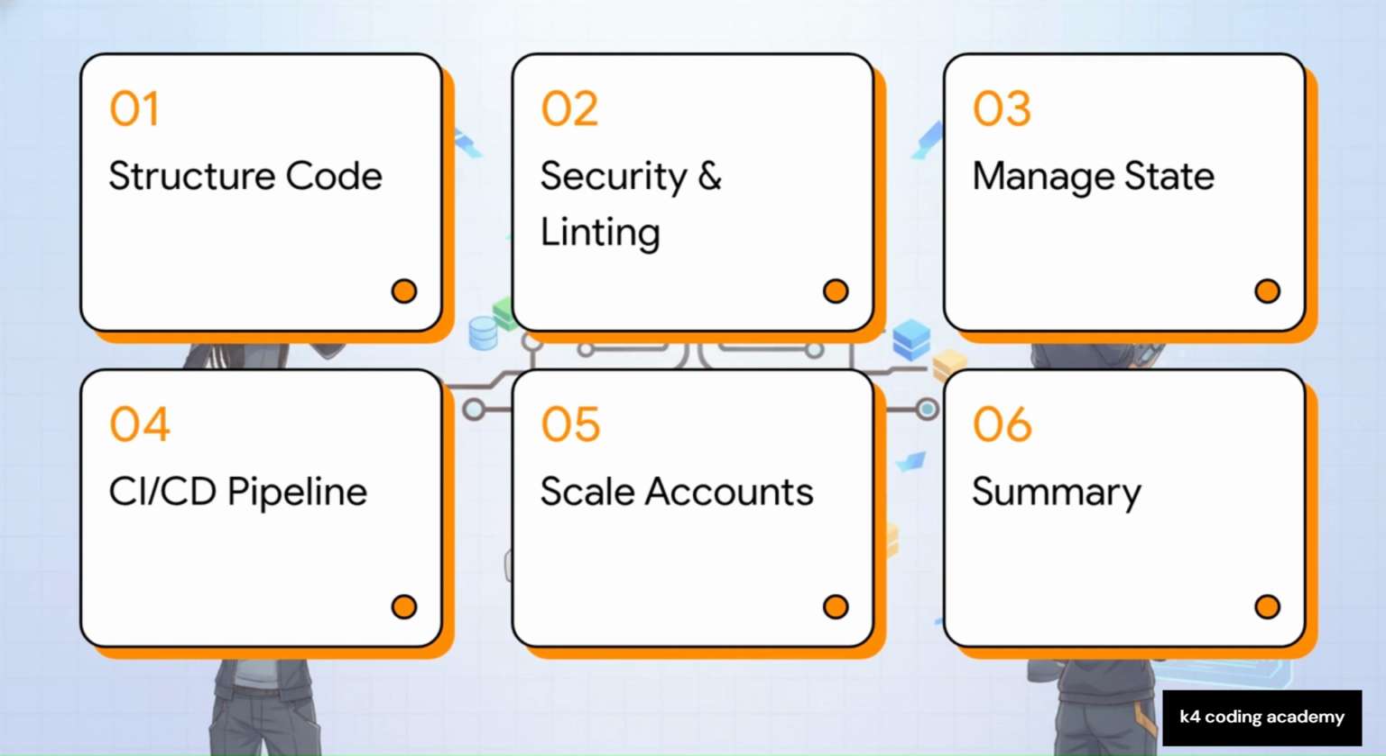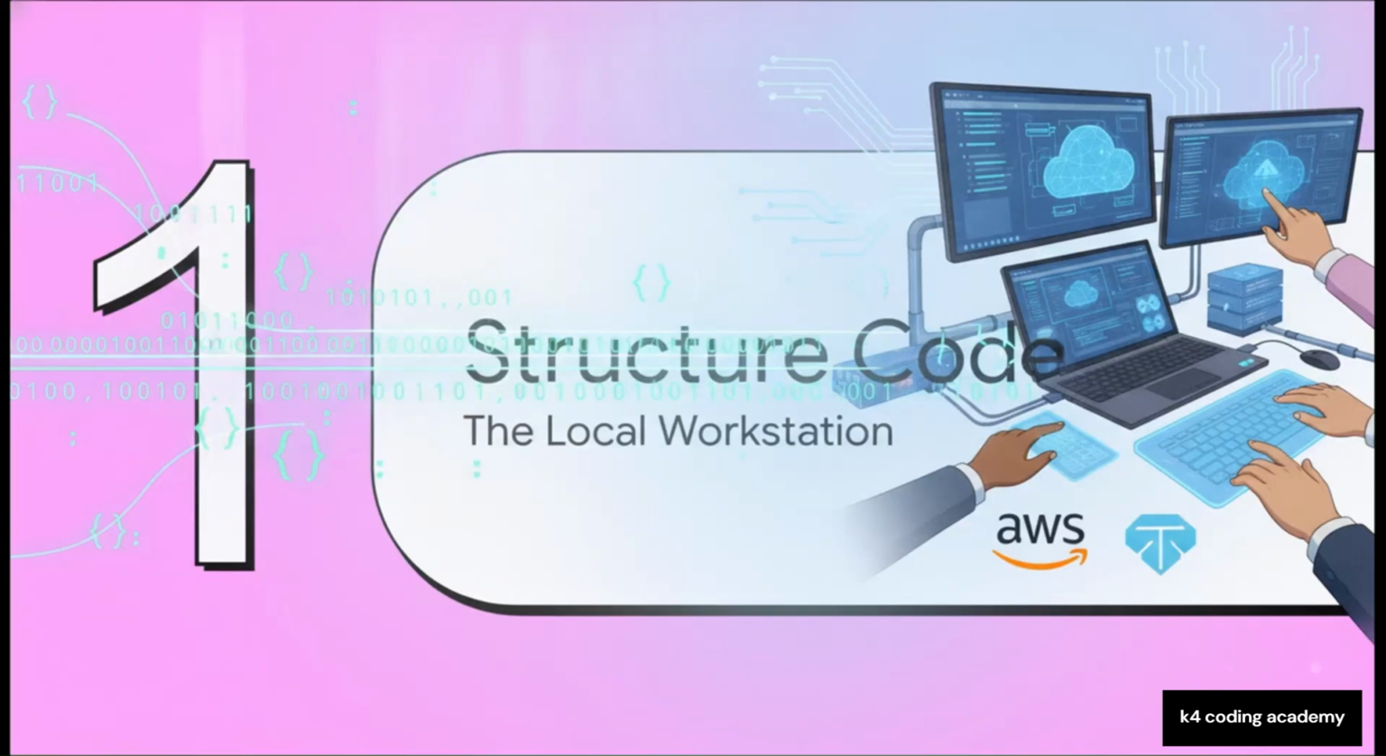Okay, let's take a quick look at our agenda for today's explainer. We'll be covering 1. Structuring infrastructure code, 2. Automating security and linting, 3. Managing and securing state, 4. CI/CD pipeline automation, 5. Scaling to multiple accounts, and finally, 6. We'll wrap it all up with a summary. All right, let's dive right in.